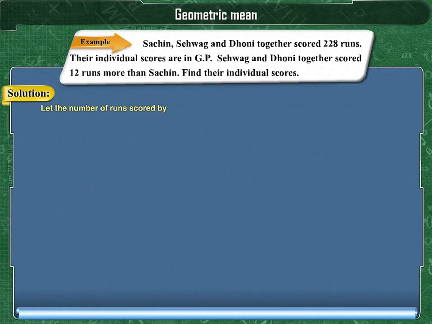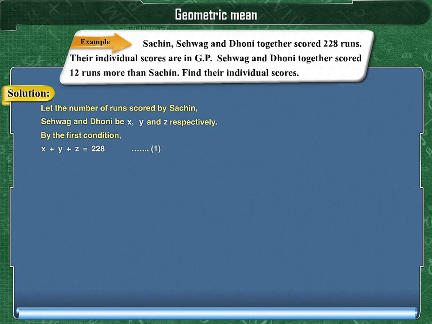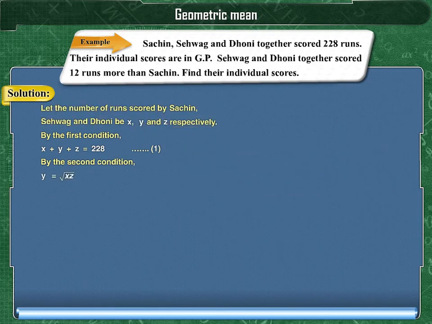Let the number of runs scored by Sachin, Sehwag and Dhoni be x, y and z respectively. What is the total of the runs scored by Sachin, Sehwag and Dhoni? Sachin, Sehwag and Dhoni together have scored 228 runs. Therefore, x plus y plus z is 228. It is given that their individual scores are in GP. That is, x, y, z are in GP. Therefore, y is the geometric mean between x and z. Hence, y is square root of xz.